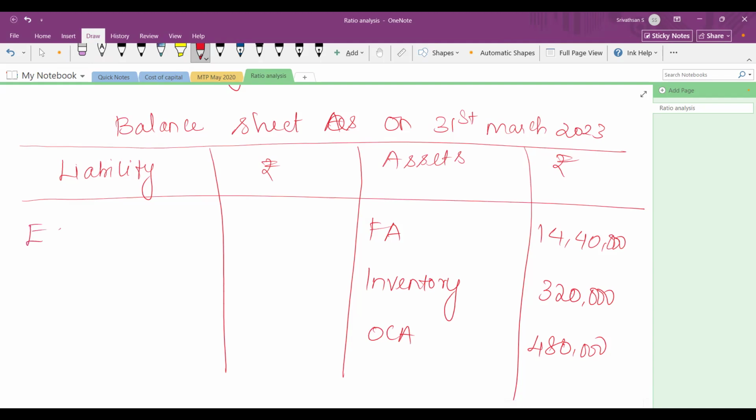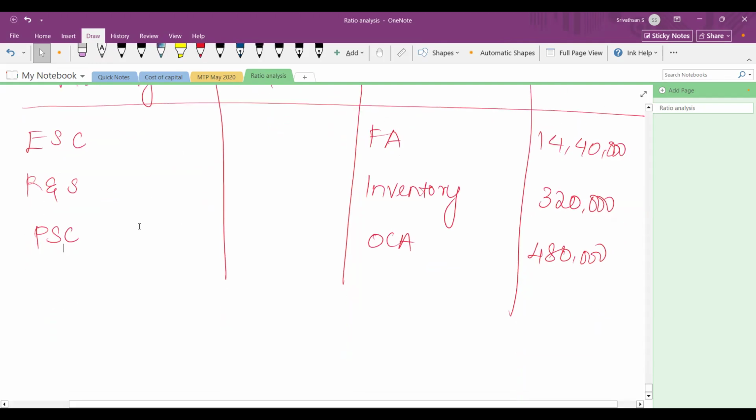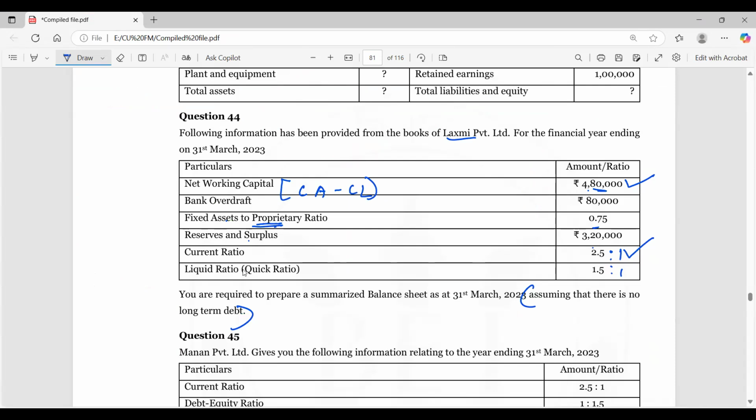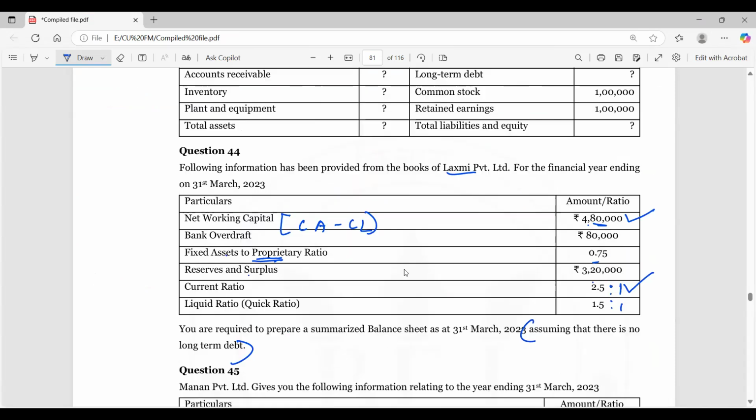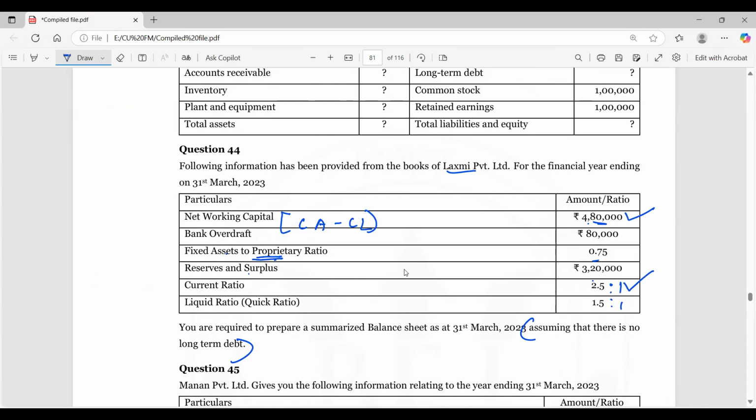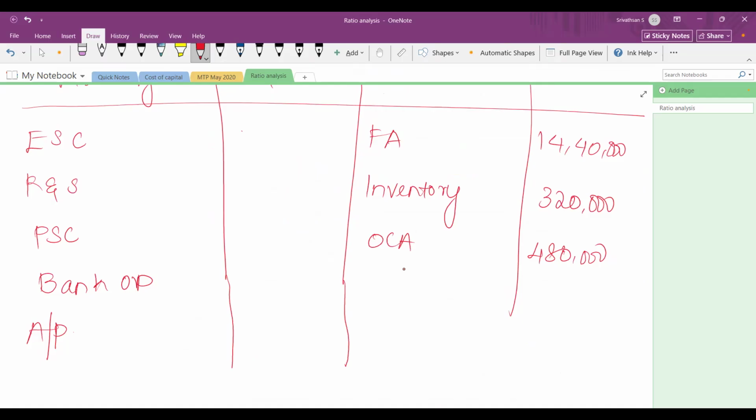Similarly, liability side, we have equity share capital, reserves and surplus, preference share capital, and current liability. One more thing, current liability show the bifurcation, bank overdraft, and remaining is your accounts payable. So equity share capital, how much? Equity is, okay, what is the total proprietary fund? 19 lakh 20, no? Oh, okay, preference cannot be calculated.